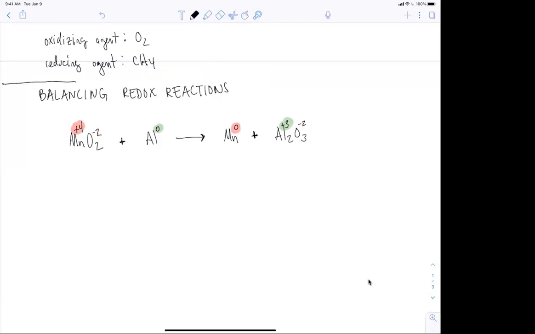Okay, so the first step for a lot of these balancing, there's a lot of different ways to balance these things, but usually people use what's called the half reaction method. The first step is just to break it up into the 2 half reactions. So I'm going to break it up into the oxidation on top.